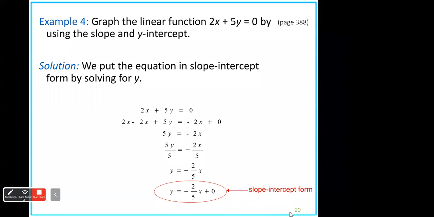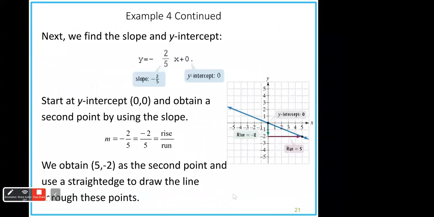I mean, it's moving down. We go down 2 from 0 and across 5. And so let's look at the solution continued. So this is what we end up with when we change the equation around.